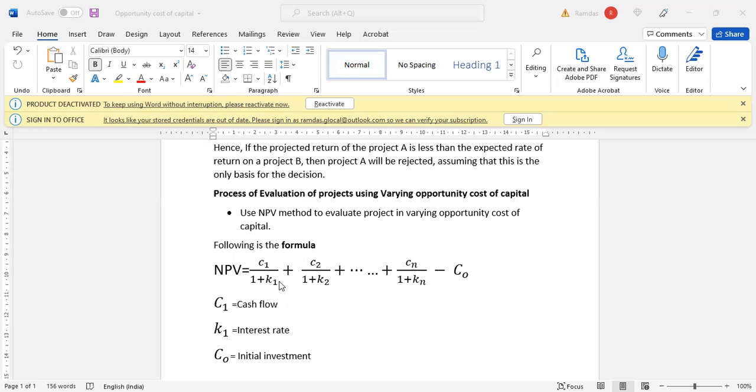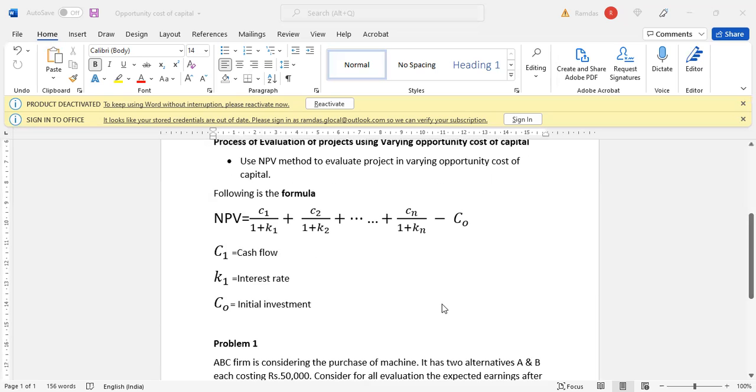Now let us see what C1, K1 and CO are. C1, C2, C3, C4, C5, up to Cn for the indefinite period are the cash inflows. We call them annual cash inflows. K represents the interest rates, the cost of capital given in the problem. And CO is nothing but the original investment or initial investment.